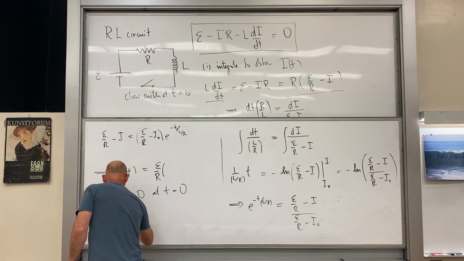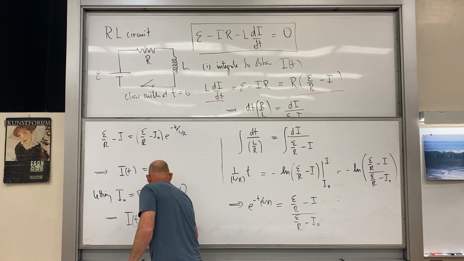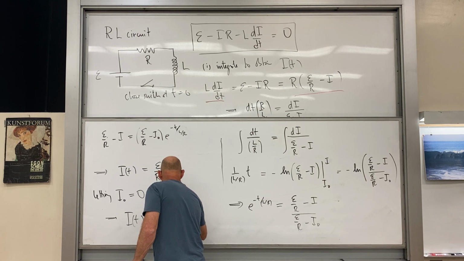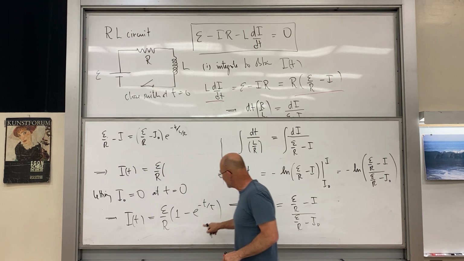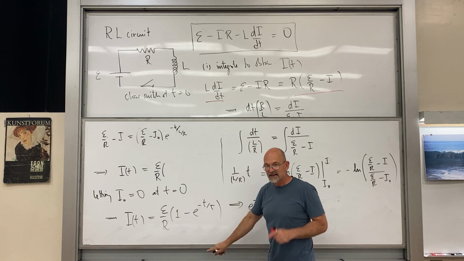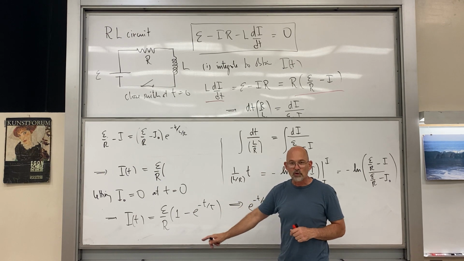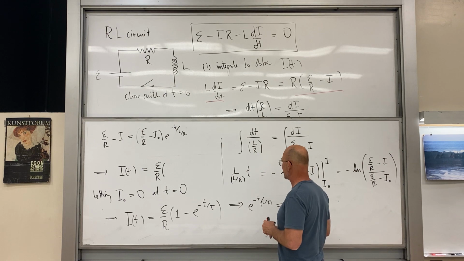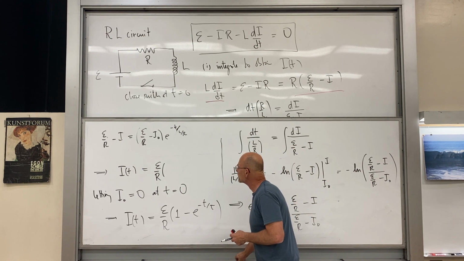So I of t is equal to E over R times 1 minus e to the minus t divided by tau. So I've given this ratio here the name of a time constant, and what we want to do next is just write this up here, graph it, and understand it. Good.